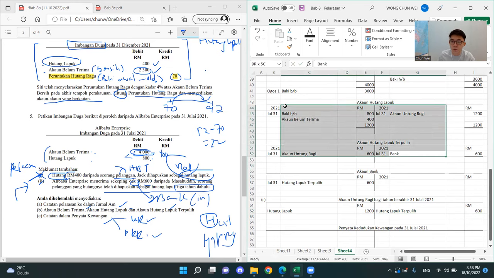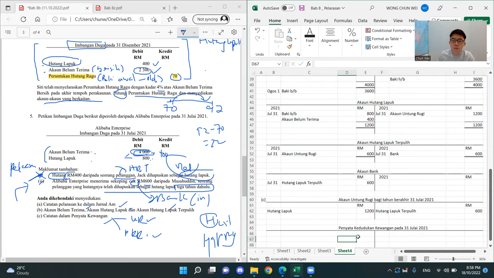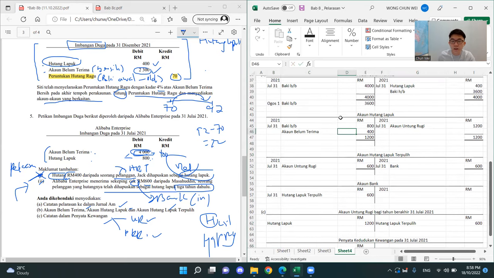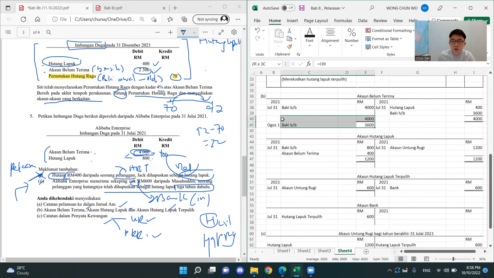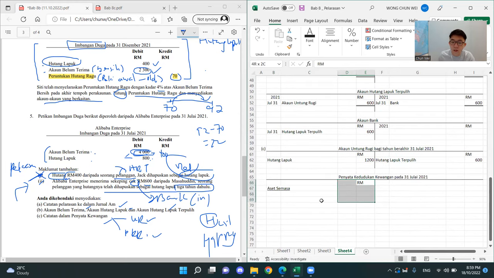So we've done this one and this one. So lastly will be your account belum terima. So how much do we record for our account belum terima in our PKK? ABT is an asset, therefore it's on the debit side, right? Asset semasa. Okay, and you can see that this baki BB is where? It's on the debit side. Is it not? The baki BB is on the debit side.